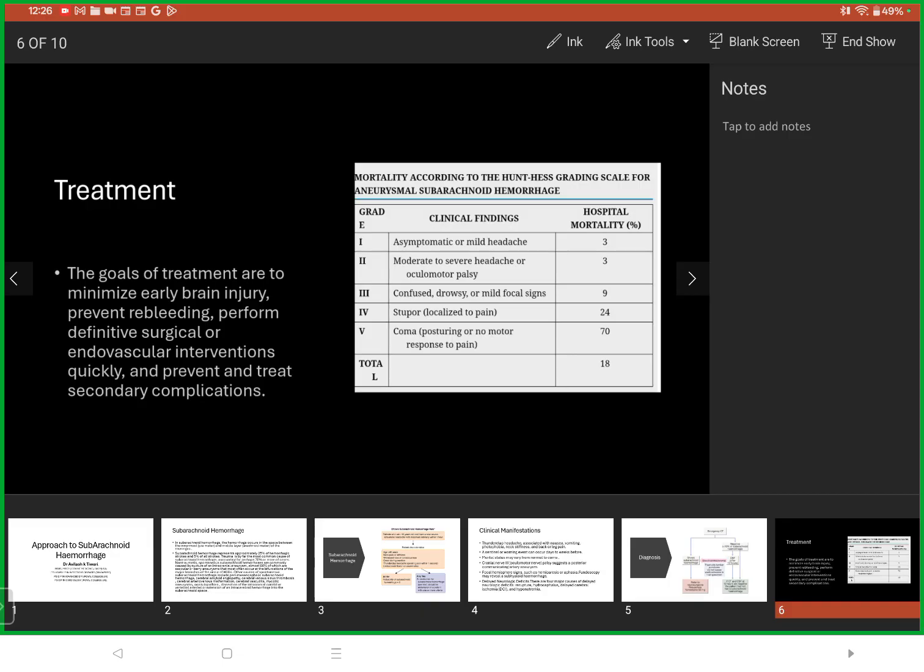Why do we need Hunt and Hess? Because when you need to do a coiling or put platinum coils in the aneurysm to prevent the rupture and rebleeding, we decide: if the patient is already stuporous or comatose, a high grade of the Hunt and Hess, the outcome may not be that favorable, and it is not that advisable or prudent to expect any very positive results by doing that intervention. So the goal of the treatment here is to minimize the early brain injury, to prevent the rebleeding, perform a definitive surgical or endovascular intervention quickly, and prevent and treat the secondary complications.